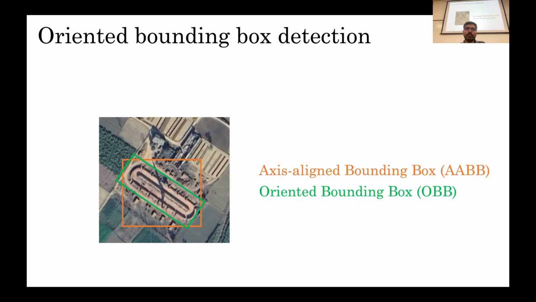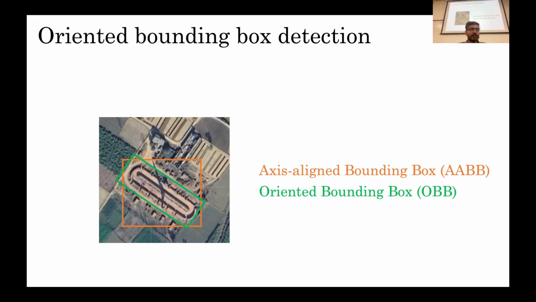So here is what we were talking about: oriented bounding box. This particular one is known as the axis aligned bounding box, and this green box is known as the oriented bounding box. In this you just need one additional parameter, known as angle, because you already have the center point, height and width of the object. You just need to predict an additional parameter called angle, which will take care of the angle of the bounding box.